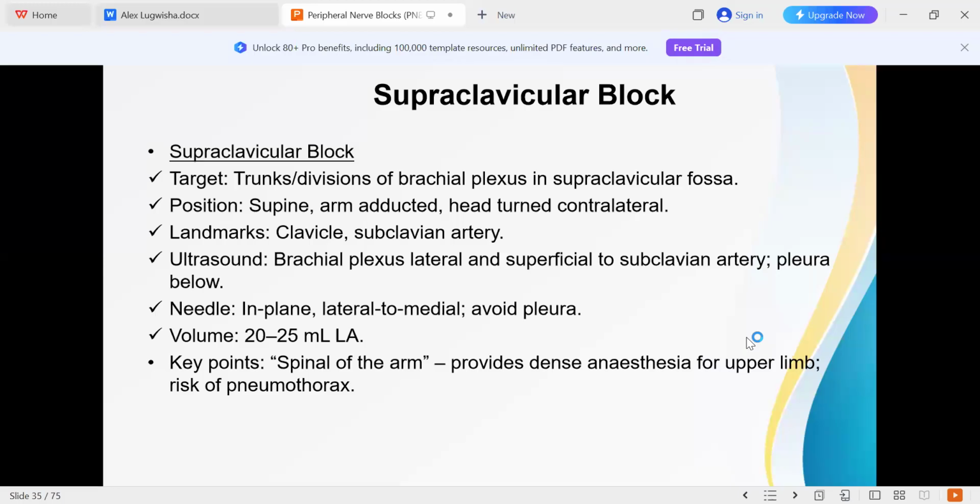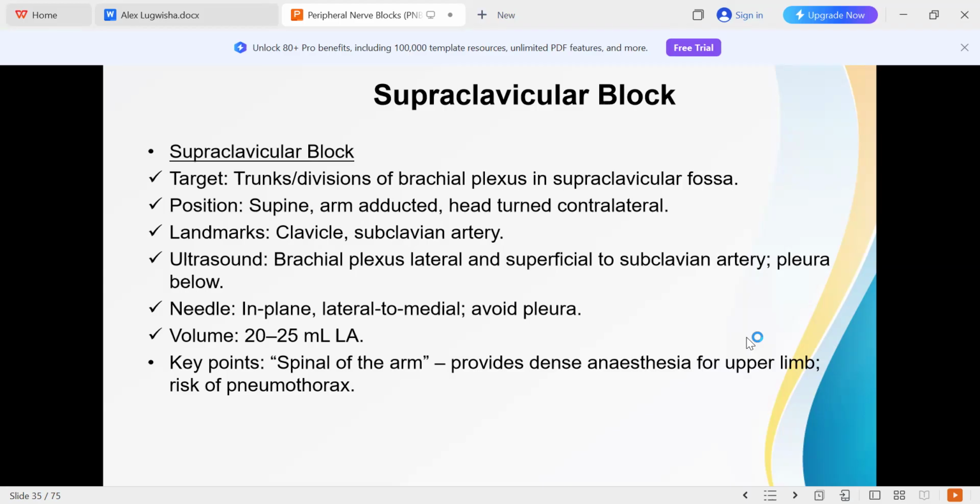Okay, so the second one is the supraclavicular block. The supraclavicular block targets the trunks and divisions of the brachial plexus in the supraclavicular fossa. You want your patient to lie supine with the arm adducted, head turned contralaterally. Locate the clavicle and the subclavian artery. The brachial plexus is usually lateral and superficial to the subclavian artery. So the subclavian artery becomes your landmark, and the pleura is just below it.